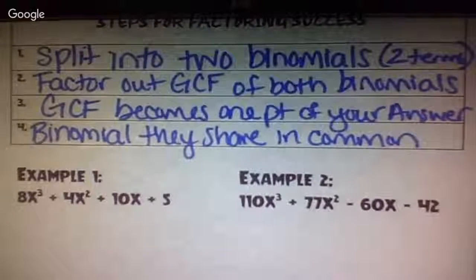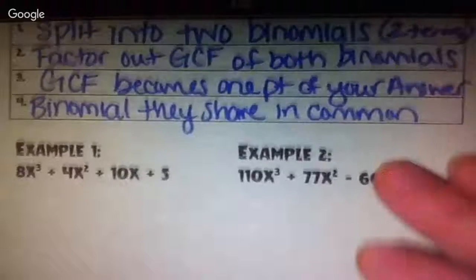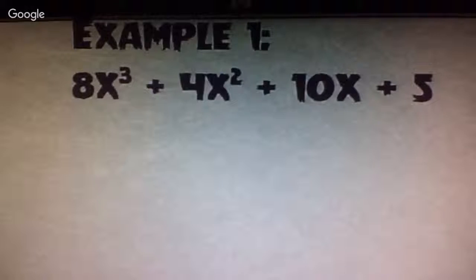Okay. So, you ready for this? We're ready for this. All right. Example 1. Here it goes. I'm going to blow it up. Okay. So, I have 4 terms. I need to create 2 binomials out of these terms.